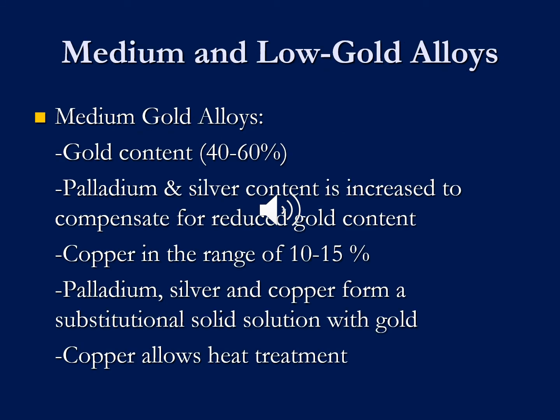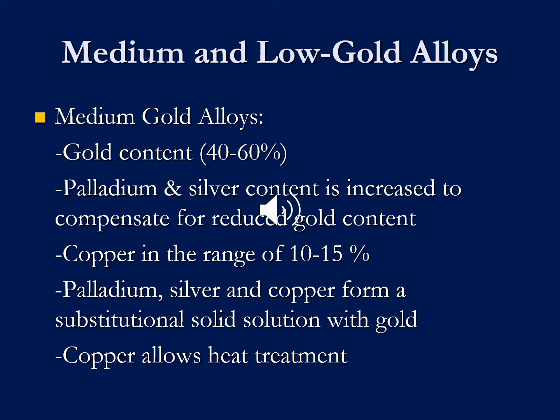Medium and low gold alloys. The rapid rise in the prices of noble metals in the 1970s stimulated manufacturers to produce many new alloys with reduced gold content. Some of these may be classed as medium gold alloys, with the gold content varying from 40 to 60%. These medium gold alloys were introduced in the early 1970s and have become very popular. The palladium and silver contents were increased to compensate for the reduced gold content, while the copper content is in the range of 10 to 15%.